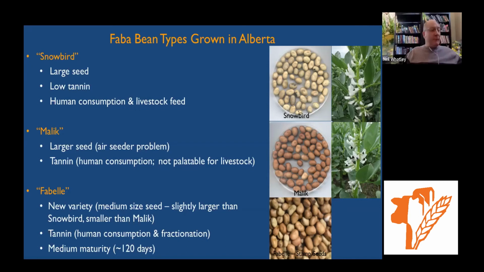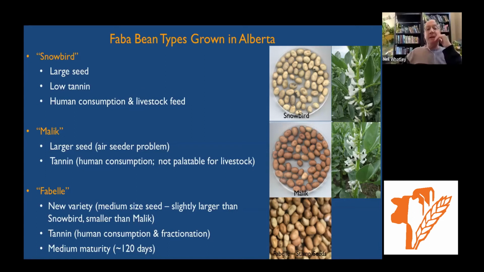Faba bean types grown in Alberta. We've got Snowbird, which has been the most common over the years. It's a large seed, fairly large. It's got low tannin, and it's used as human consumption and livestock feed. So if you grow it and it gets frozen in the fall, you can sell it into the livestock feed market.